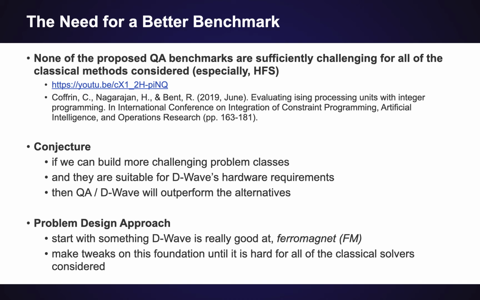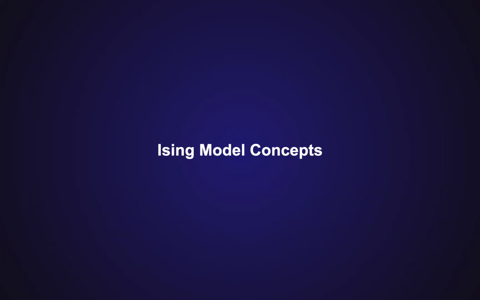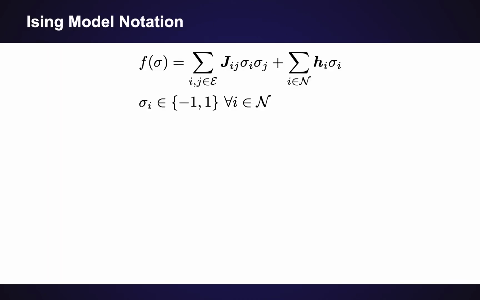We're going to start with a problem that D-Wave is very good at solving, which is called a ferromagnet, and then we're going to make tweaks to that problem until it's hard for all the other classical solvers considered. So before we can start introducing that, let's give a brief crash course in basic Ising model concepts.